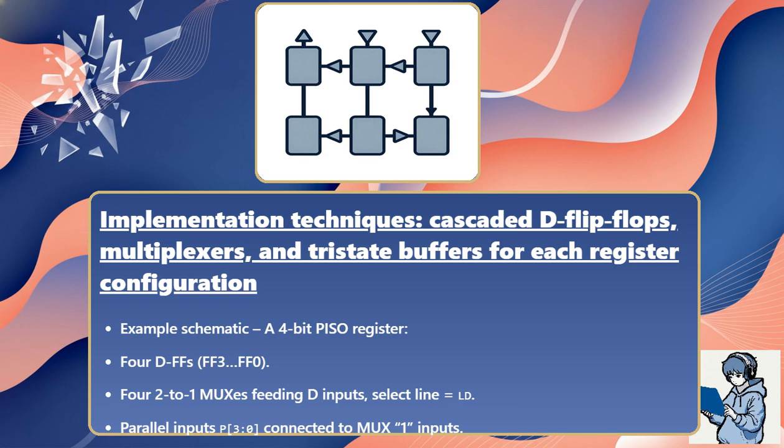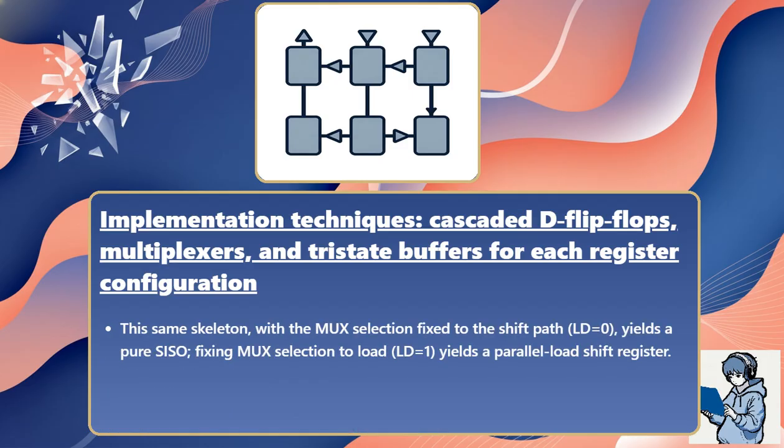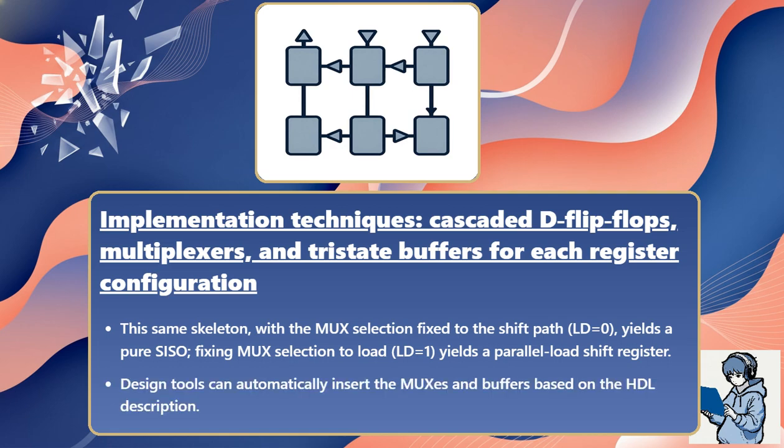Example schematic: a 4-bit PISO register. Four D flip-flops, FF3 to FF0. Four 2-to-1 multiplexers feeding D inputs, select line equals LD. Parallel inputs P3 down to P0 connected to multiplexer 1 inputs. Serial input S connected to multiplexer 0 input of FF0. Serial output taken from Q0. This same skeleton with the multiplexer selection fixed to the shift path, LD equals 0, yields a pure SISO. Fixing multiplexer selection to load, LD equals 1, yields a parallel load shift register. Design tools can automatically insert the multiplexers and buffers based on the HDL description.